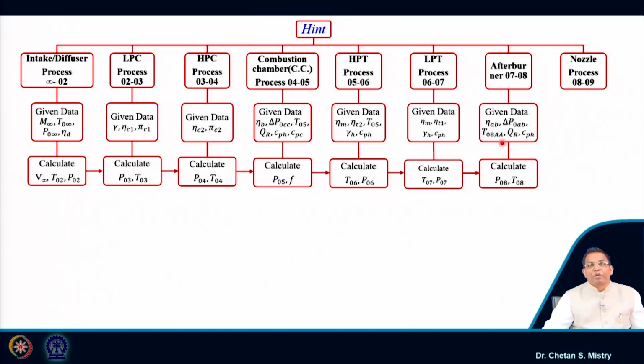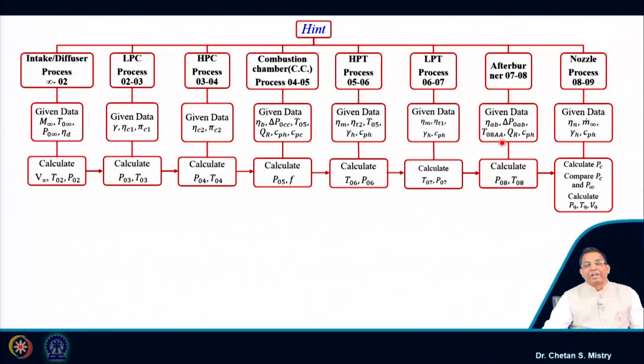The component we have is my nozzle. This expansion process is represented as 08 to 09. For that case, we know what is our nozzle efficiency. Based on that, we will be doing our calculation for the critical pressure. Then we will be comparing that pressure with the atmospheric pressure. Then we will be defining whether my nozzle is choked or unchoked, and based on that we will try to decide what will be our exit pressure.